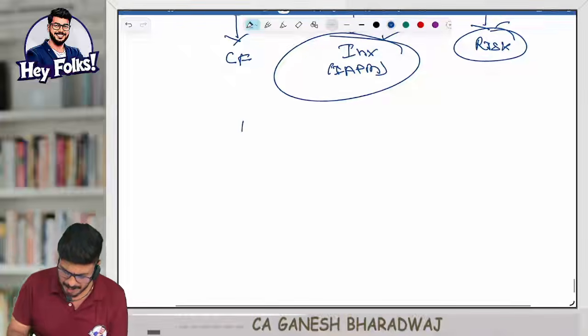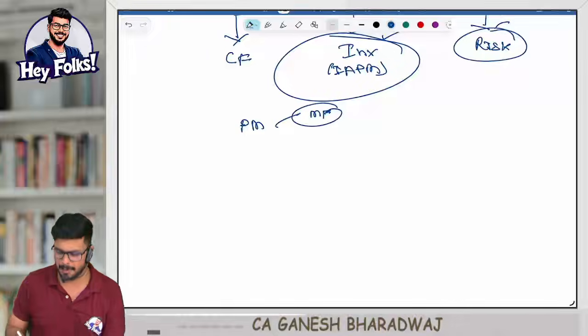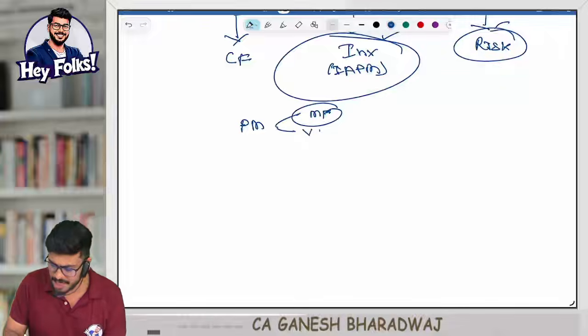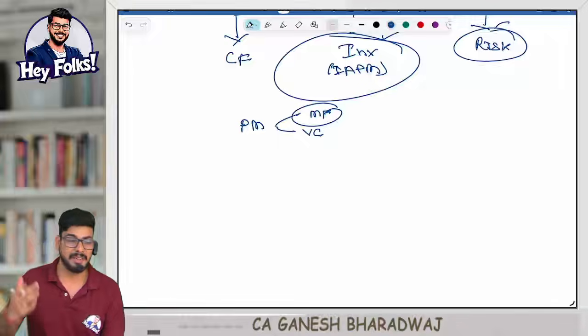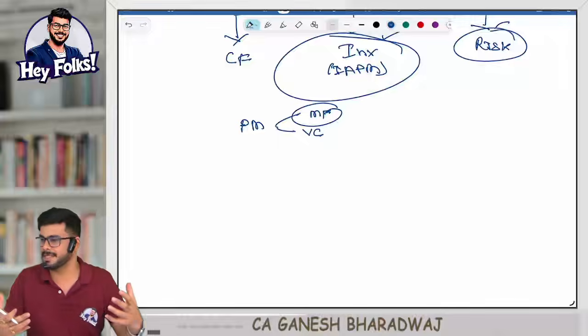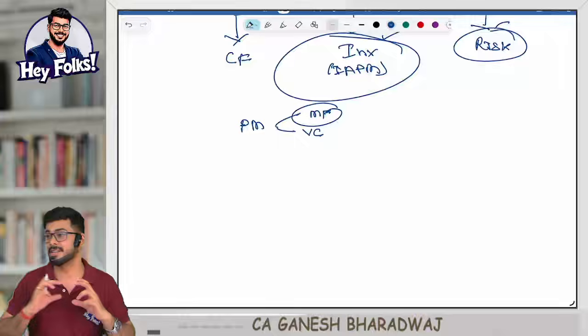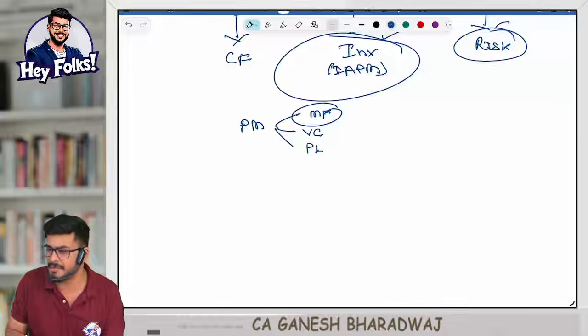Some examples of portfolio managers are, as I told you, mutual fund houses. That is one example. Have you guys heard of venture capital funds? You have seen Shark Tank, where some people pitch their ideas, and rich investors invest. There's also something called private equity.